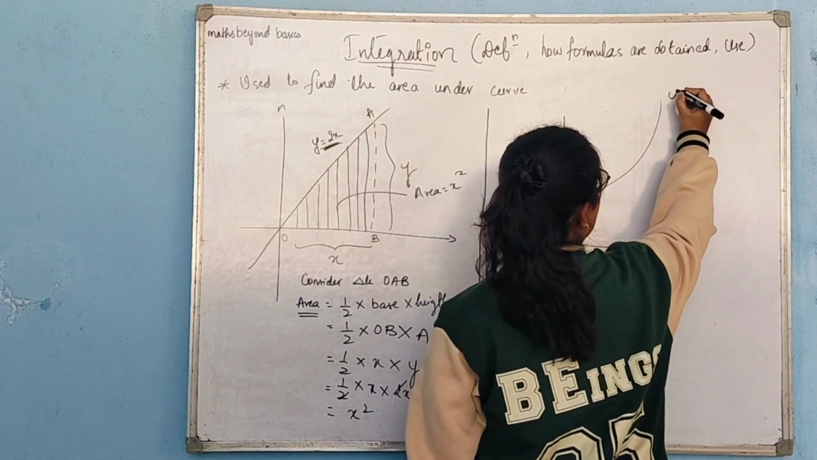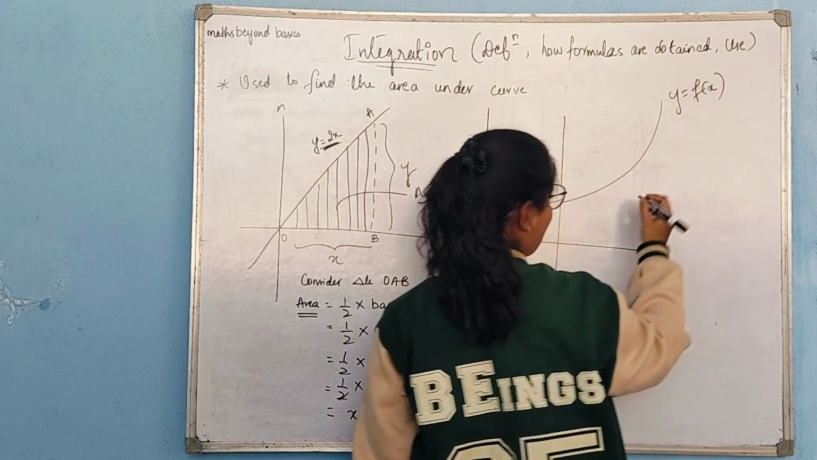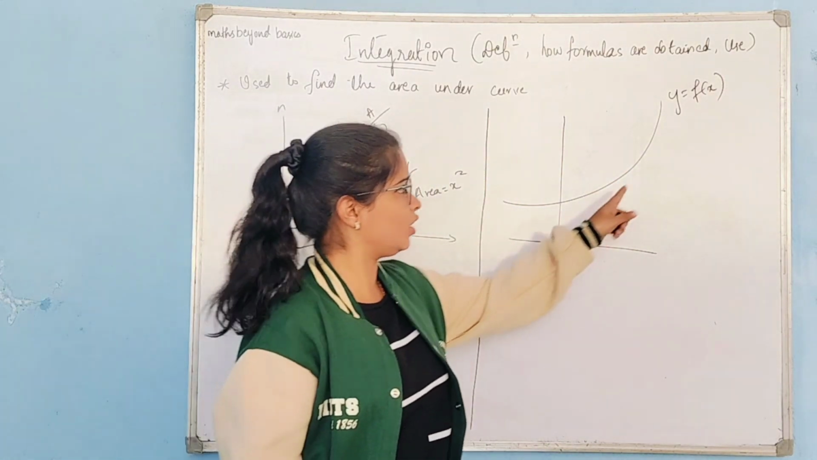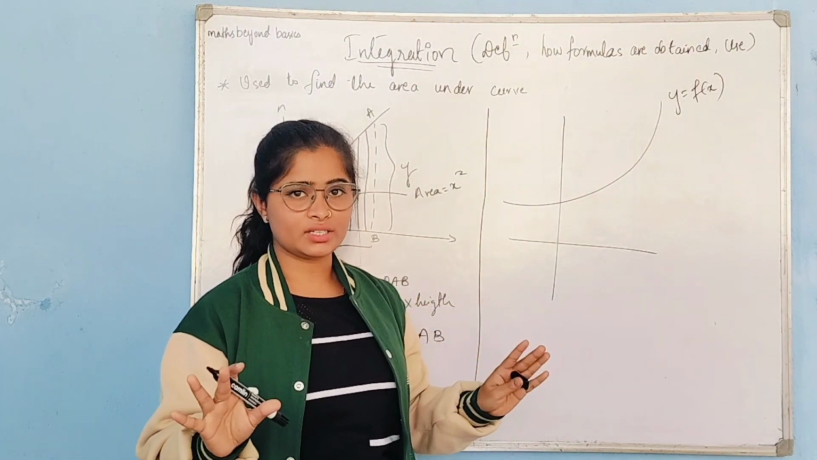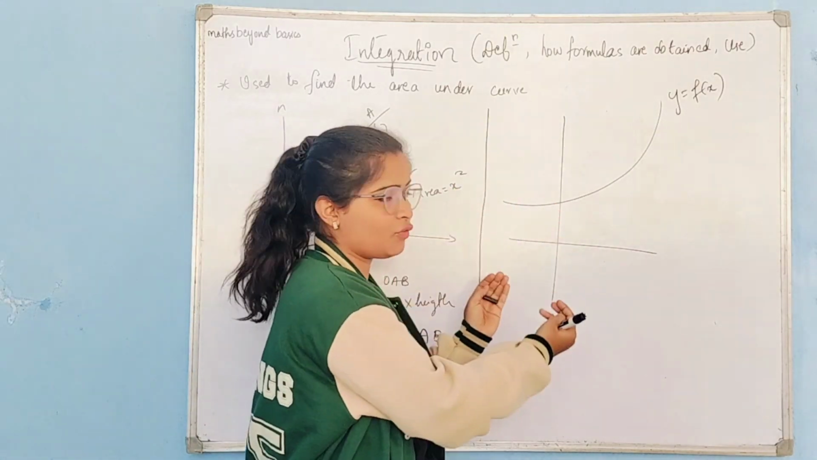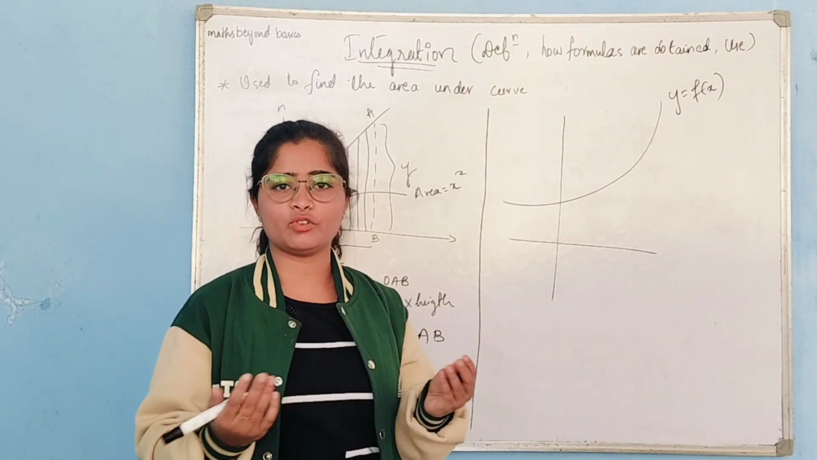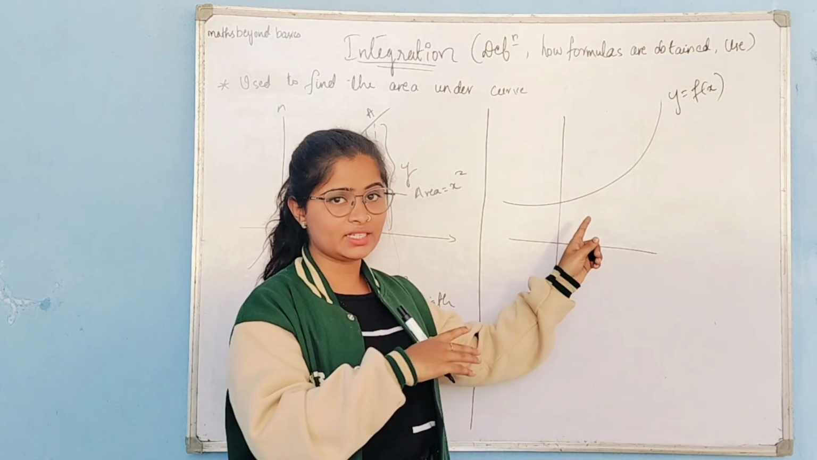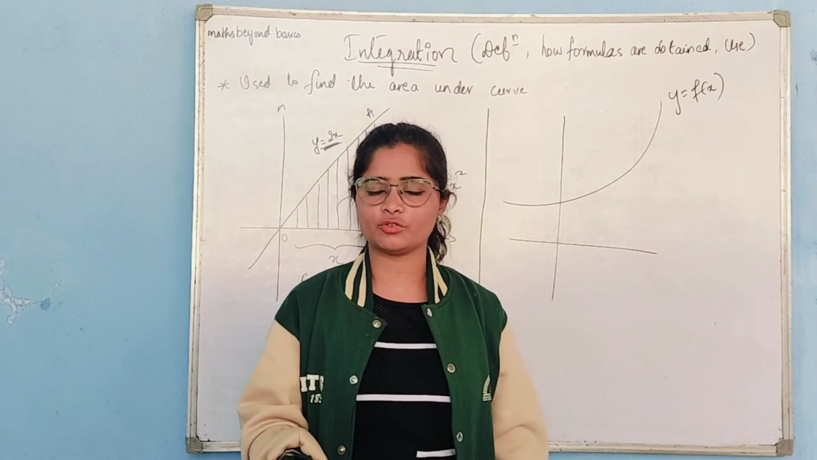Let us say this is y is equals to f of x. Now I am interested in finding the area under this curve. How do we find it? This curve is unknown. This is some random function that doesn't have any good looking figure whose area's formula is easily obtained, whose area's formula is known to us. For such functions, for such areas, we need integration. That's why integration was introduced.